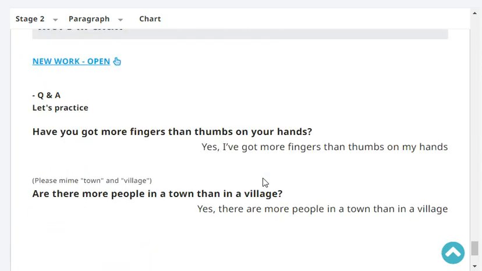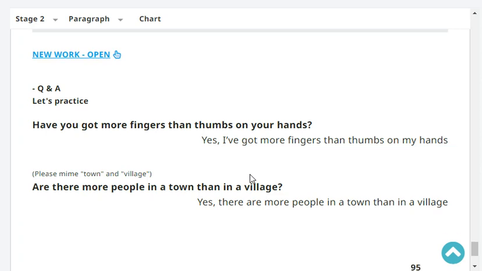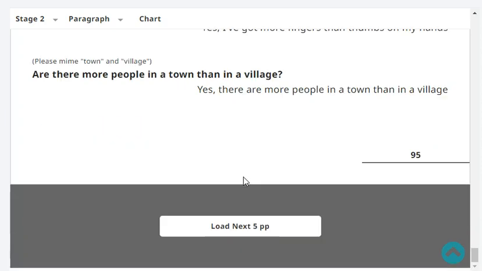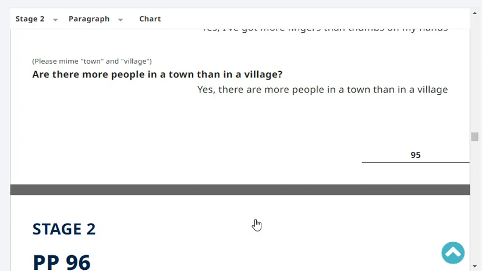Have you got more fingers than thumbs on your hands? Yes, I've got more fingers than thumbs on my hands. Very good. Are there more people in a town than in a village? Yes, there are more people in a town than in a village. Very good.